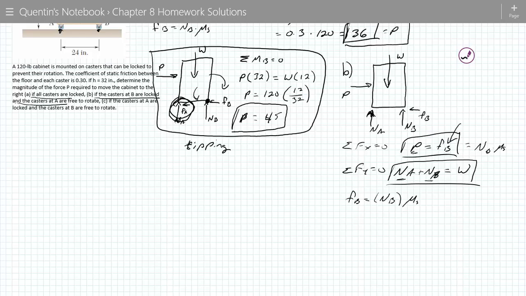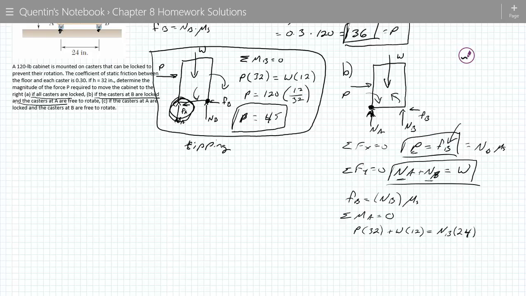And where should we take the sum of the moments? Let's say about this point right here. Again, you can do this in all sorts of different ways, but let's take the sum of the moments at A equal to 0. So what's that going to tell us? P times H, which is 32, is going to want to make it rotate in this direction. This weight is also going to make it rotate in that direction, so plus weight times 12. And then NB is going to make it rotate in that direction. So that equals NB times 24.